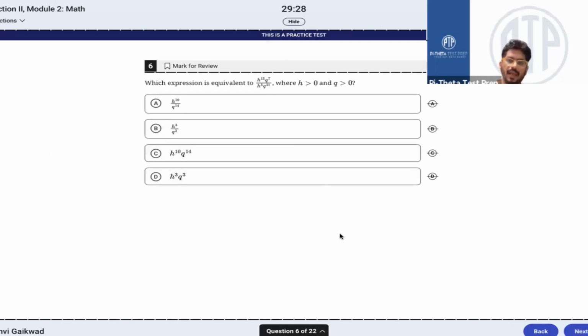Exponent rules are very simple. h raised to 15 upon h raised to 5, separately check this, right? So this will basically become h raised to 10. Now you can eliminate some options here, and luckily you can eliminate option B and option D. Now see, q raised to 7 upon q raised to 21 is q raised to negative 14 here. But negative 14 or 14 is given, so we have to divide this. So h raised to 10 into q raised to negative 14, or I can say h10 upon q raised to 14. So we have option number A here.